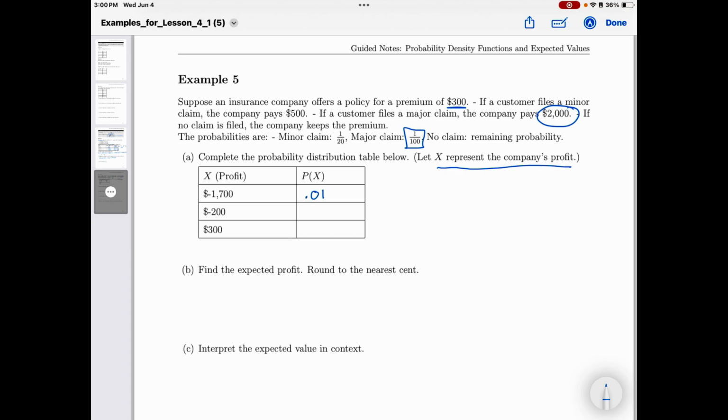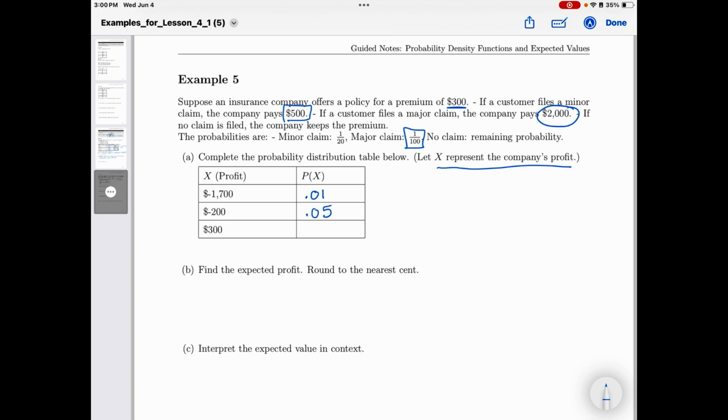If the company has to pay out for a minor claim, that's $500. But since they've already taken in $300, that's only going to be a loss of $200 for them. And that's a 1 in 20 chance of that happening. So that's a probability of 0.05.